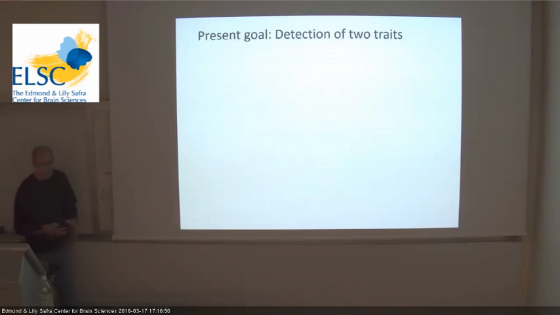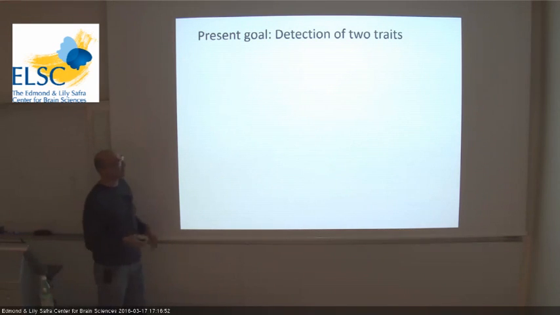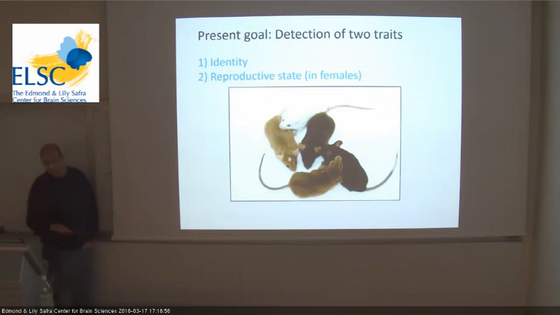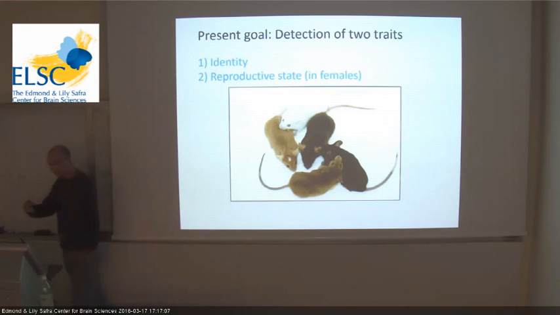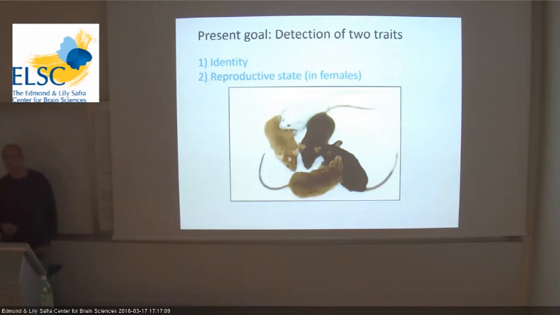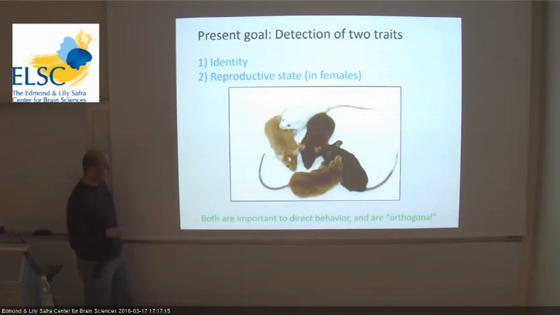Now, our present goal is more challenging than that. We want to look at something that's finer, and we're going to look at detection of two different traits. The characteristics that we will look at are the identity of another mouse and the reproductive state. And we're going to do this in females. By reproductive state, we mean the estrous state, whether a female mouse is receptive or not to reproduction with a male mouse.